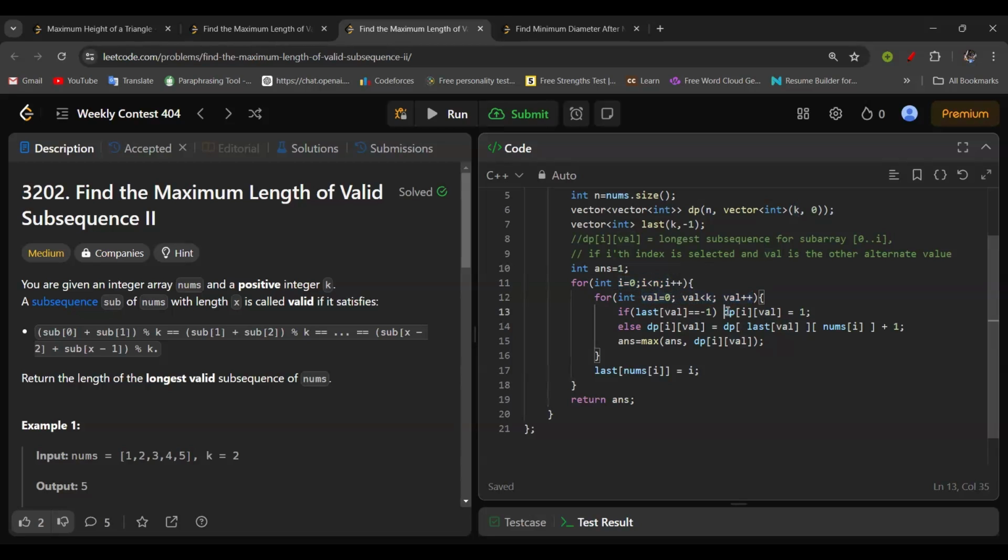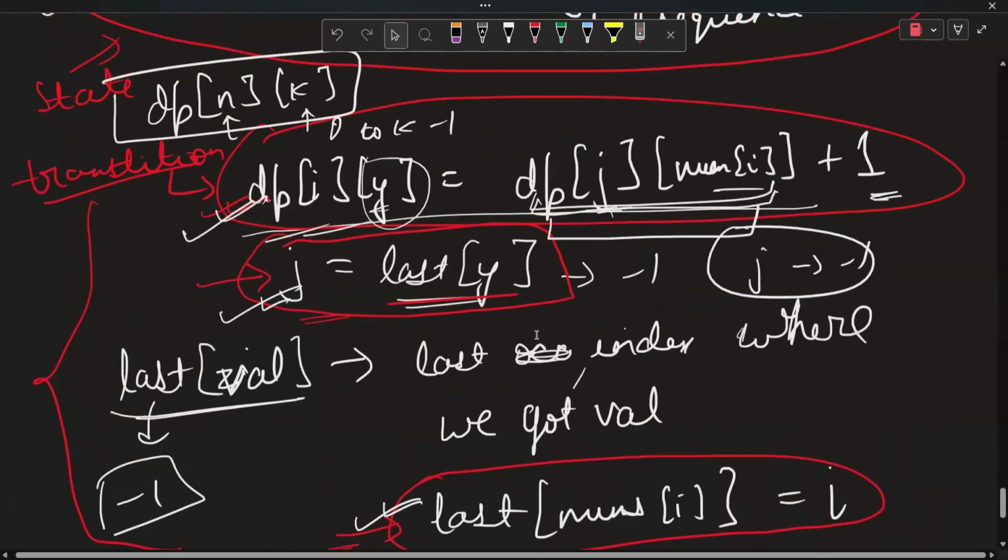So for my dp of i, val, this val is the y that I explained there. It is actually y. I'm writing that y using val. Now what is my transition? My transition is dp[i][val] = dp[j][nums[i]], where j is last[val]. So this is my transition, what I had written in my transition there, so you can have a look.